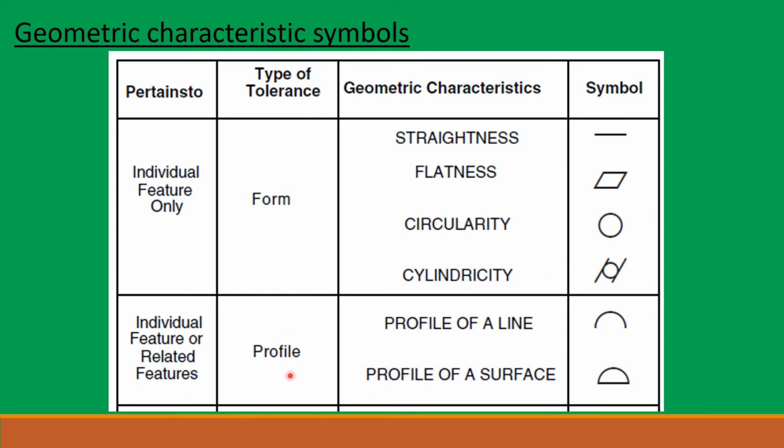The second set is profile tolerance. It has first one profile of a line, specified as an arc shown here, and second one profile of a surface, specified as a symbol of a half circle with a line joining. So the first set are individual features. That means we don't need to specify a datum. For the second set, profile tolerances, sometimes we specify datum, sometimes we don't need to specify datum.